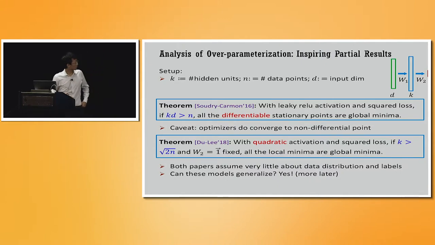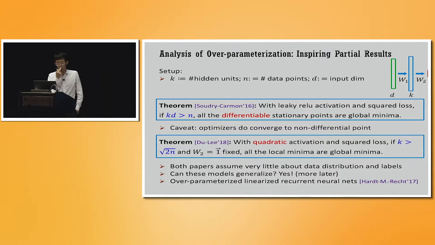Another question is, can this model generalize? This is a serious concern, especially in the first case, the Soudry and Carmon paper, where kd is bigger than n, so the number of parameters is bigger than the number of examples. A priori it's not clear whether these models can generalize. It's very likely they can just memorize. But the answer is actually yes, these kinds of models can generalize if you train them correctly. I'll discuss that in the second part of the talk.